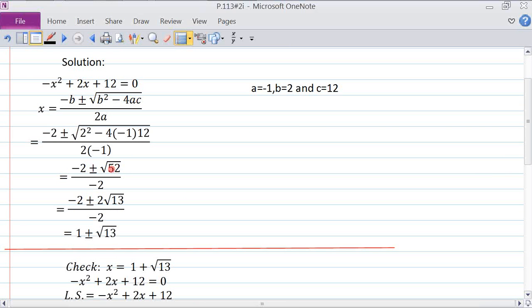When I take the square root of 4, I get 2, and then I'm just left with root 13. So now I can divide minus 2 into minus 2 right over here. Minus 2 divided by minus 2 gives me 1. And this 2 divided by this 2 cancel also, so I get root 13. So I get the two solutions, 1 plus root 13 and 1 minus root 13.